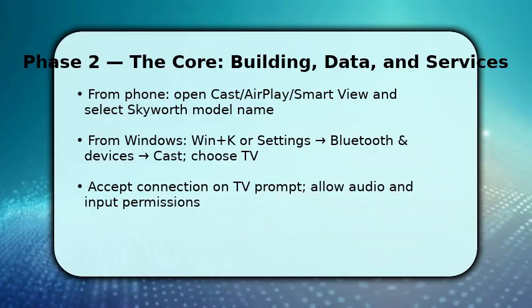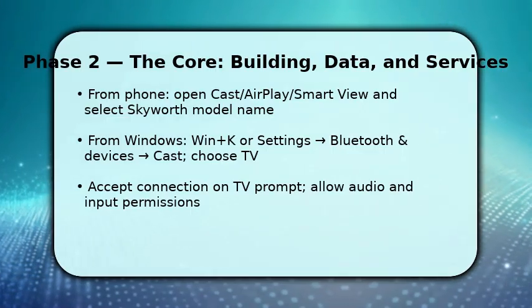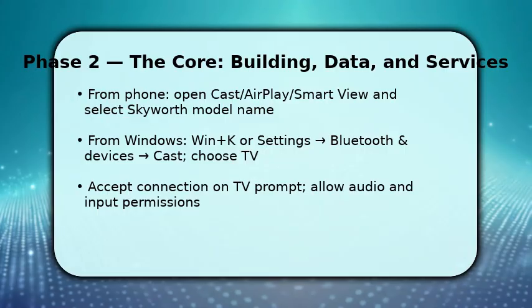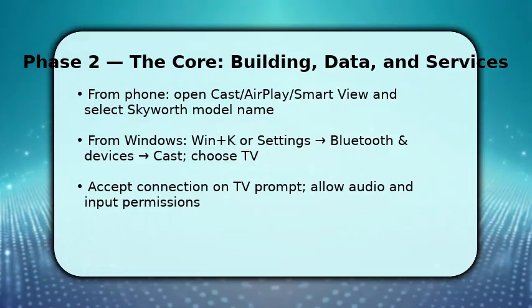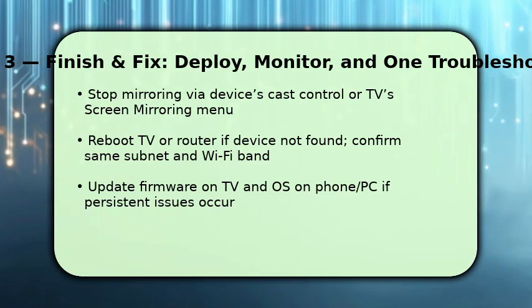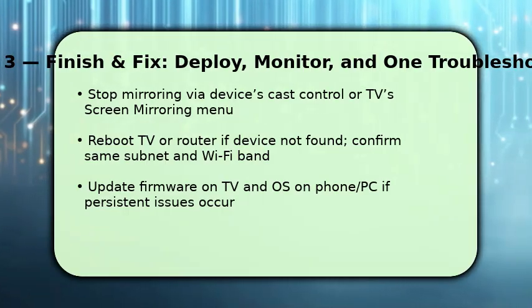If you want sound, make sure the TV is selected as the audio output. Once connected, you can mirror apps, photos, or the entire screen. Adjust orientation and volume as needed. To finish, stop casting from your phone or computer, or use the TV's screen mirroring menu to end the session. This closes the link cleanly.